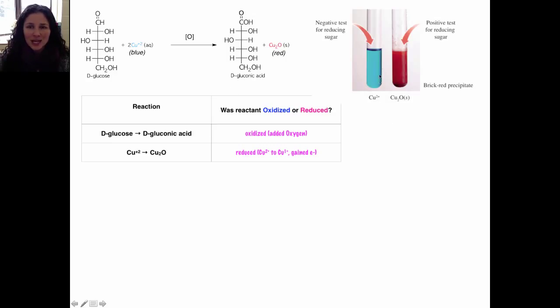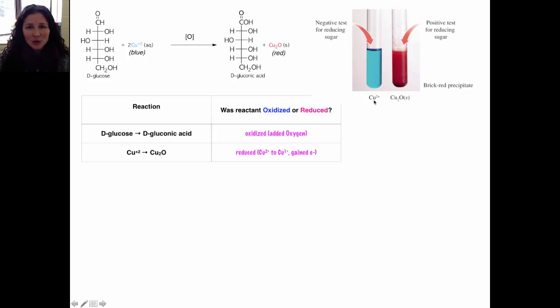Here is a test tube that has a copper 2+ solution in it. Copper 2 is a blue color. If you add sugar to this test tube, you know that sugar water is colorless. But if you add sugar to this test tube, you would end up getting a red precipitate. The red is from the copper 1 oxide.